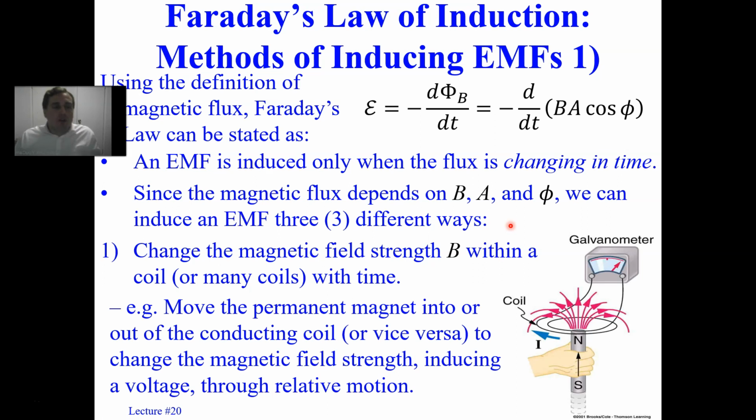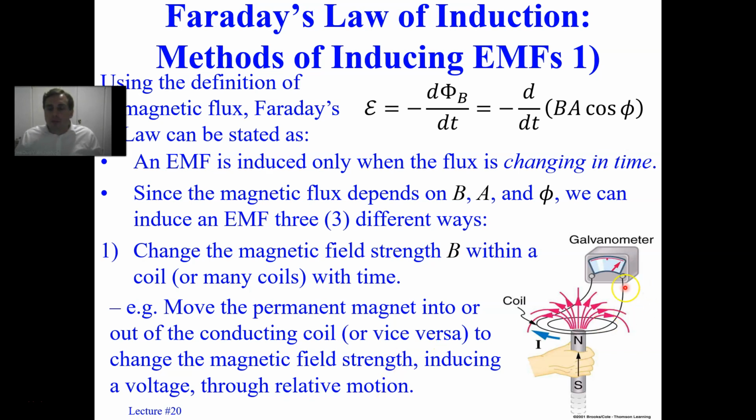Let's imagine what you hopefully saw me perform in the intuition video. If you have several coils here and a bar magnet, and you plunge the magnet upward, there's a velocity, and thus there's a change in the number of magnetic field lines moving through this loop as a function of time. So if you move that permanent magnet into or out of the conducting coil, you will change the magnetic field strength and induce a voltage through relative motion. Now notice I say relative motion because you can move the magnet up through the loop, or you can move the loop down through the magnet. Again, it's the relative motion that's important.